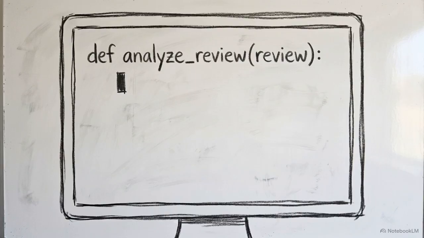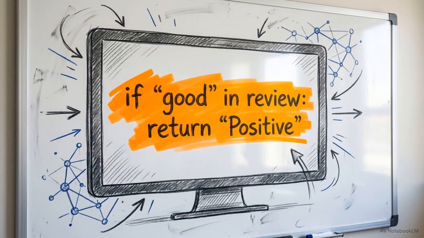The traditional way to solve this in programming is to write an explicit instruction. You give the computer an exact rule to follow. For example, you write code that says, if a review contains the word good, label it positive.